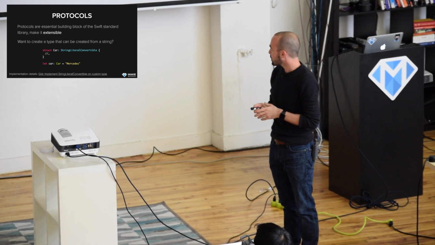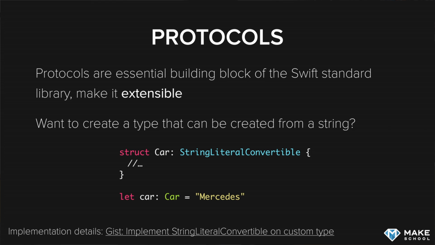So let's say you have a type in your app, and you want the user to be able to create something of that type by using a string. Then in Swift, you have something in the standard library called string literal convertible. They all have really good names. String literal convertible allows you to take a string and create an object from it.